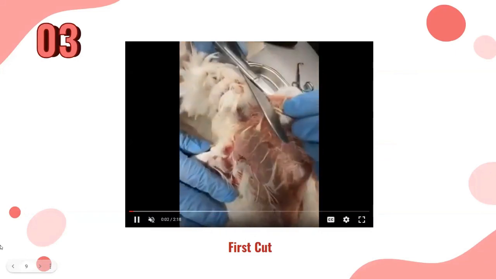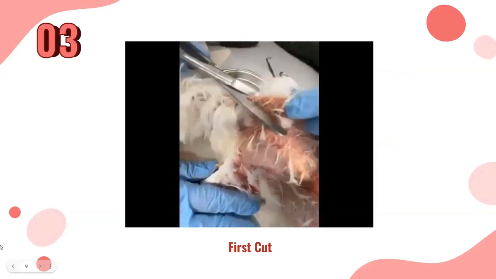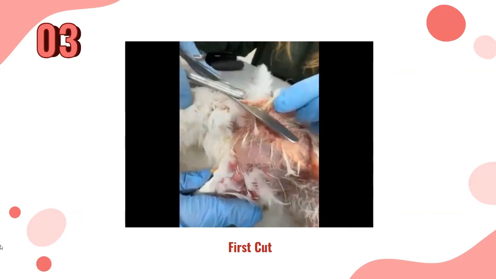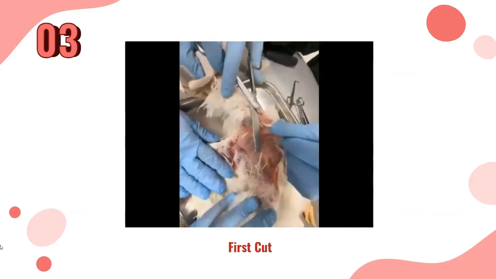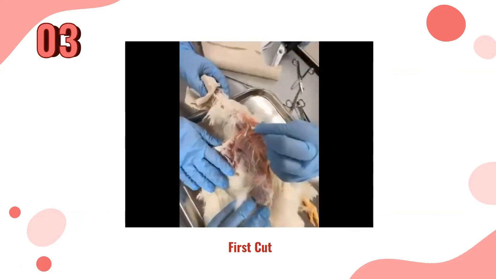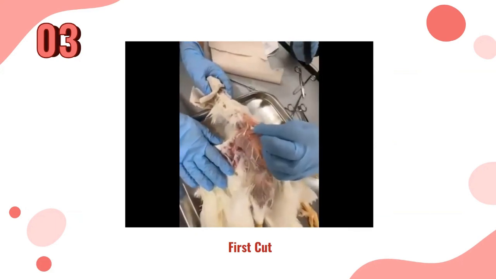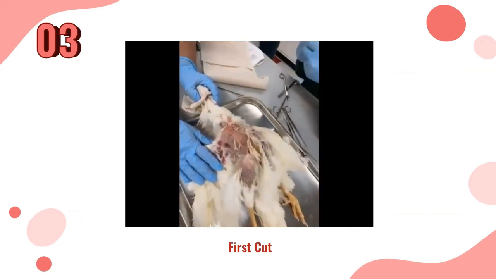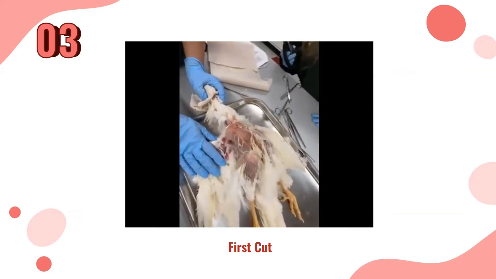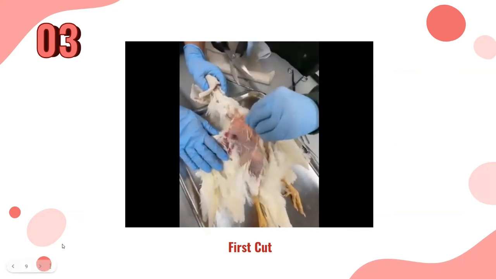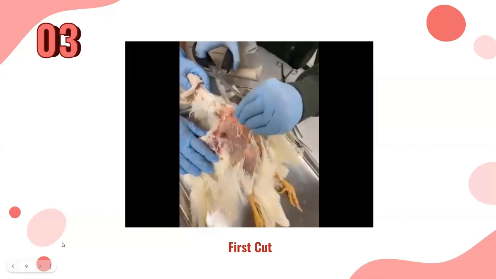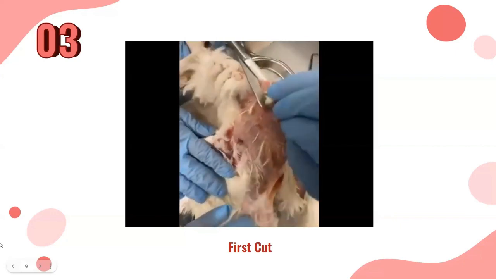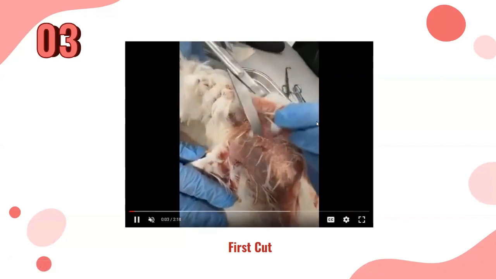Gently tent, which is pinching the top of the skin to make a triangle, the skin between the hips to make an opening with scissors or a scalpel. Cut up to the neck and try to keep the structures below untouched by pulling the skin away from the muscles to not damage them. And this is just a video demonstrating that.